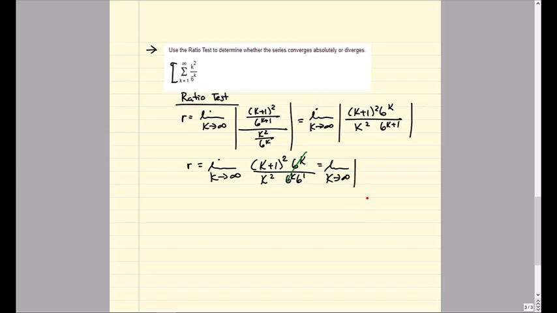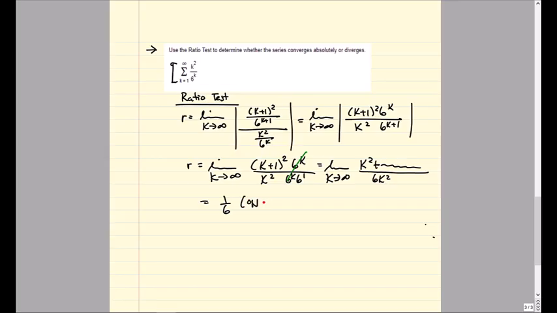I'm going to have (k plus 1) quantity squared, I can get rid of those absolute values, would be k squared plus 2k plus 1. It's just going to be some k squared stuff. I really only care about the highest power. If you want to write it out, you can. In the denominator, I'll be left with 6k squared. So when I take that limit, I'm going to be left with 1/6.